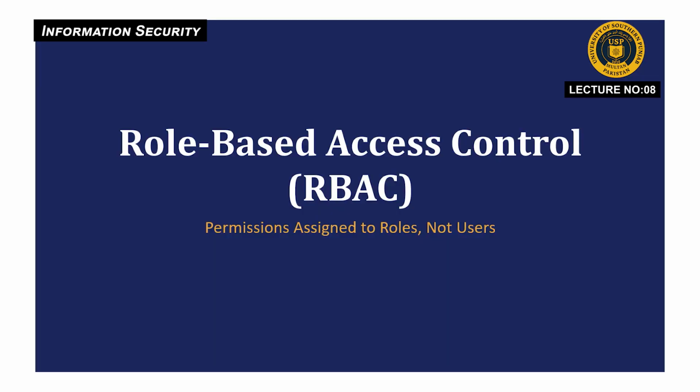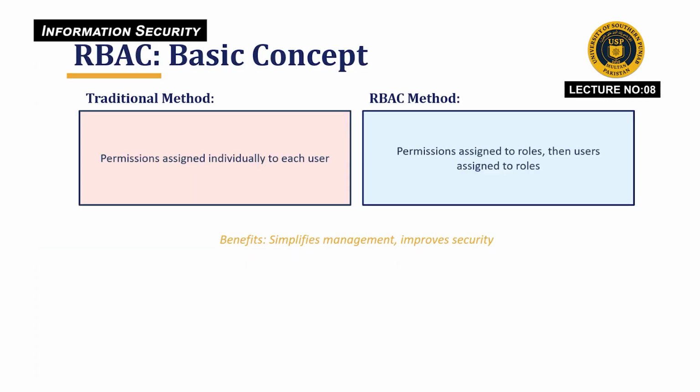Now we discuss the most important security mechanism: role-based access control. Role-based access control is the most commonly used security model today. Instead of assigning permission to individual users, permissions are assigned to roles. Then users are assigned to these roles. For example, teacher role, student role, and admin role.